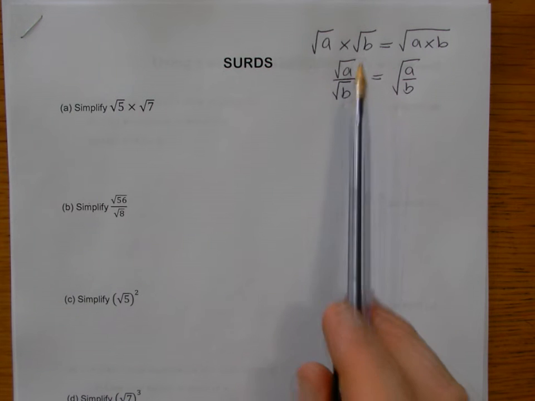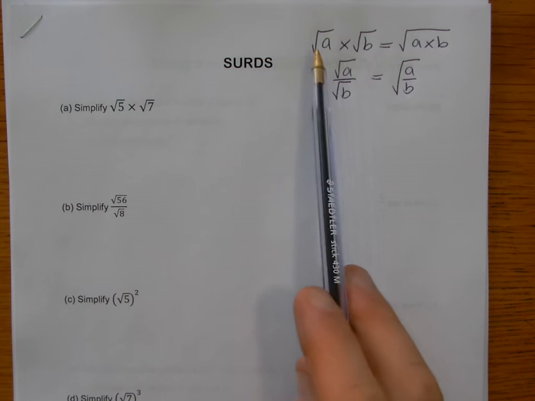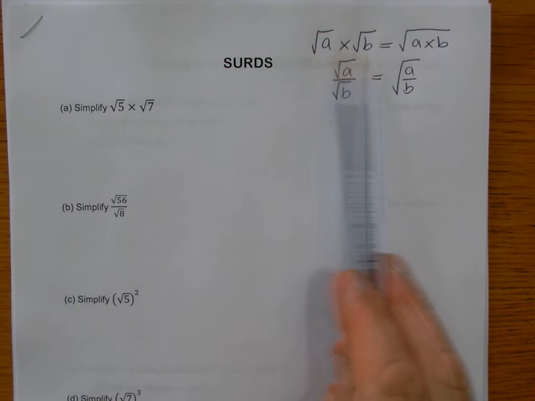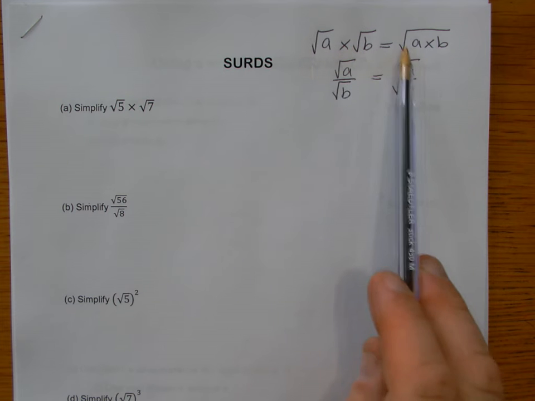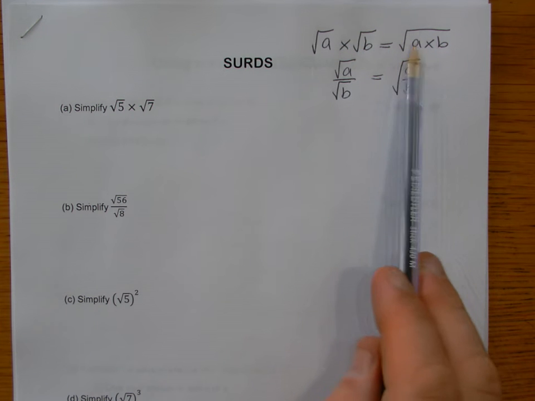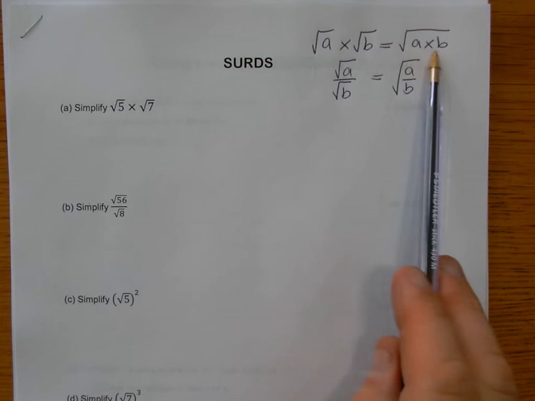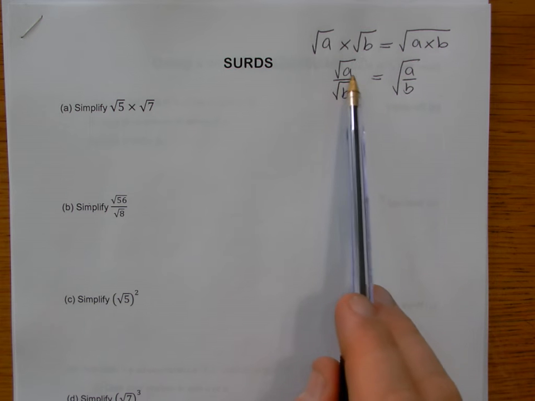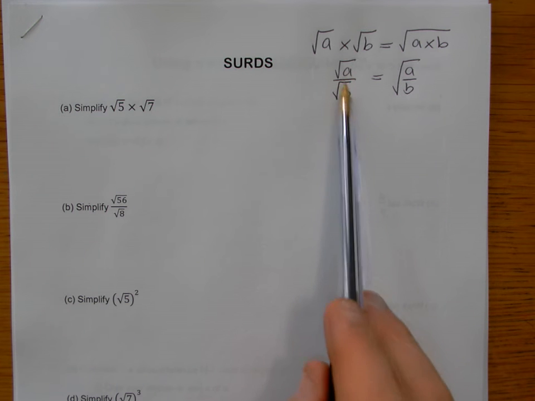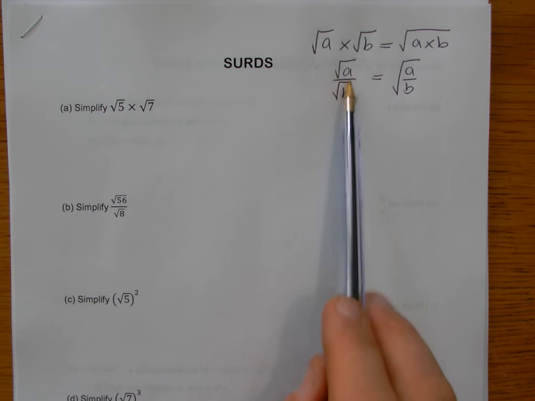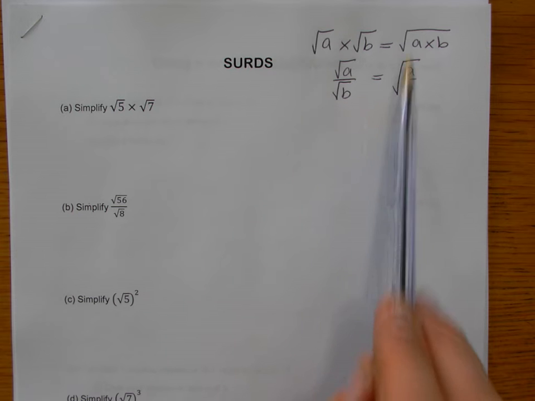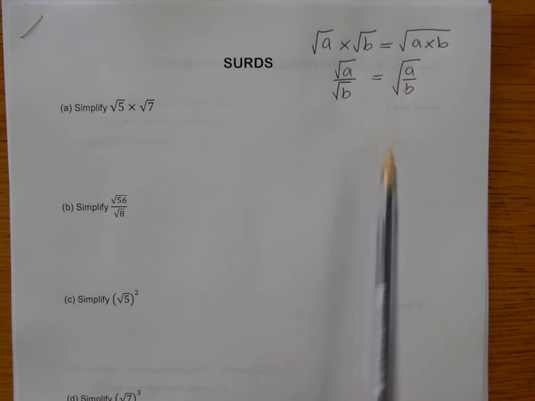Okay, so with surds, there are a few rules that we need to know. When you're timesing two surds together, we can write it as a single surd and multiply the numbers inside that surd. Similarly, when we're dividing, because a fraction here just means we're dividing two surds, we can write it as one big surd and divide the terms inside.